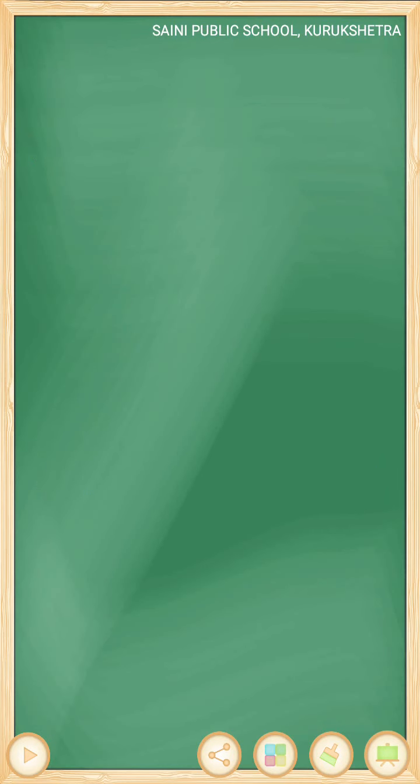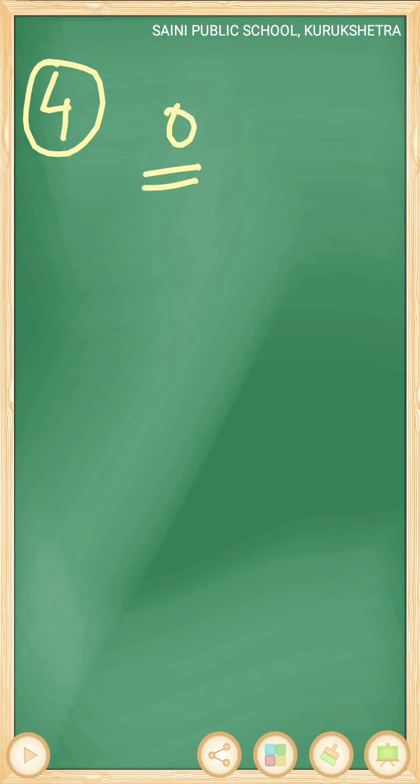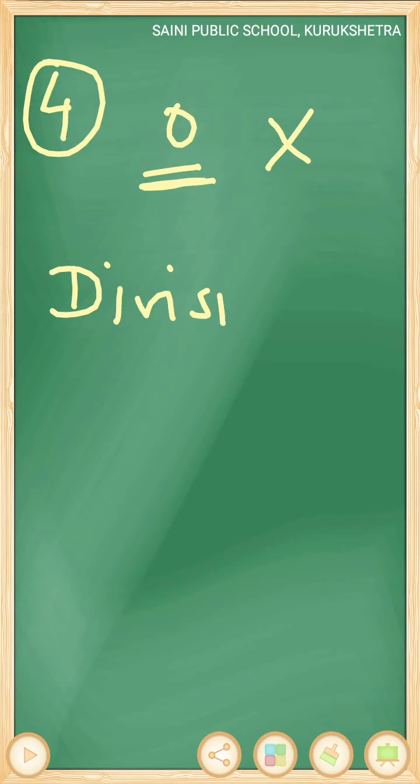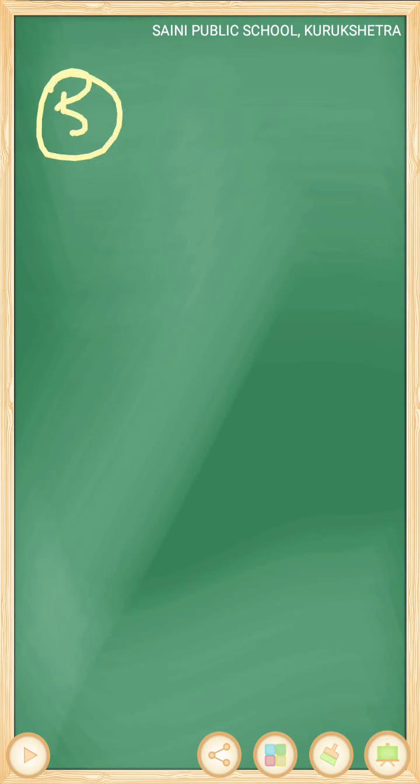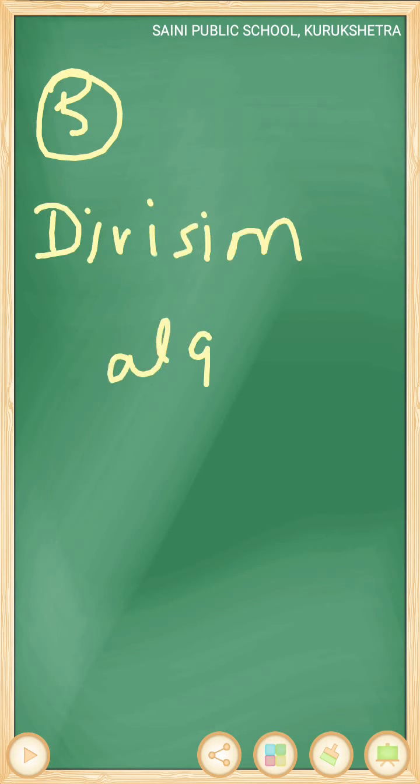Okay. Now let us discuss fourth property. Fourth property says division by 0 is not possible. Okay. Means I can't divide a number by 0. Means divisor can never be 0. Now fifth property is division algorithm, but we will discuss it in next lecture.